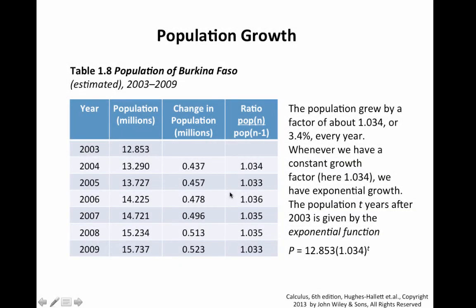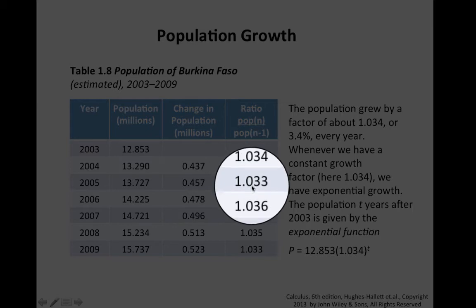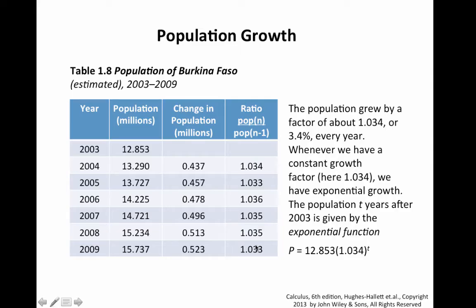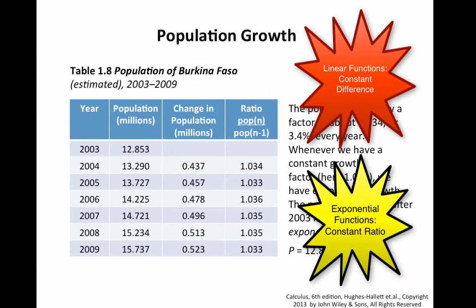So that constant ratio in the change from one year to the next, be it roughly 1.034, 1.033, or close enough, that's the hallmark of an exponential function, is that the ratio from one value to the previous value is always the same. Okay, let's take a look at the graph and see how the graphs are also very distinctive as well.